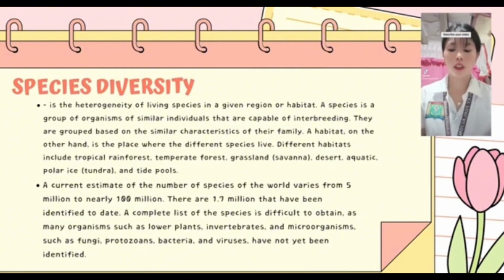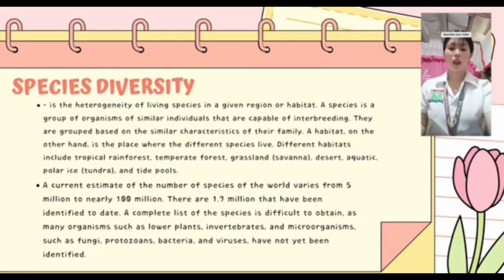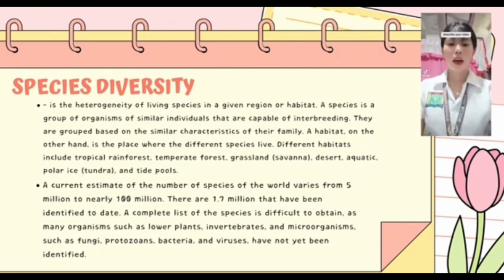So first is the species diversity. It is the heterogeneity of living species in a given region or habitat. A species is a group of organisms or similar individuals that are capable of interbreeding. They are grouped based on the similar characteristics of their family. A habitat, on the other hand, is the place where the different species live.